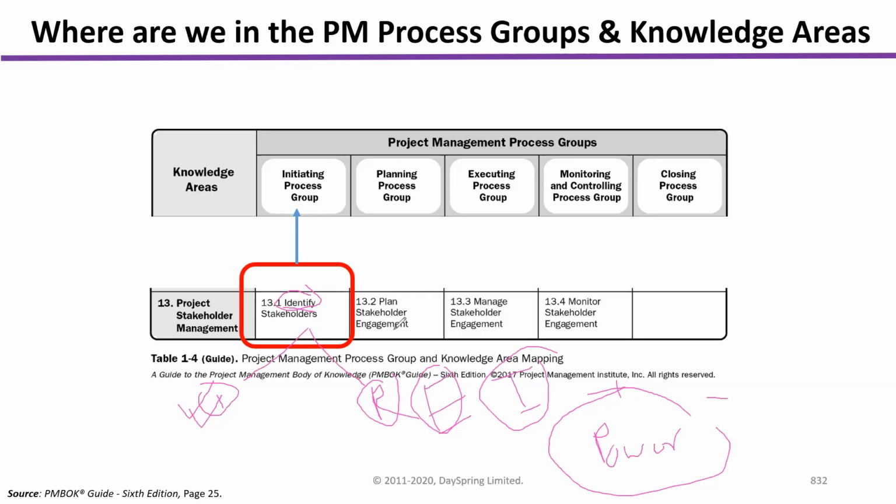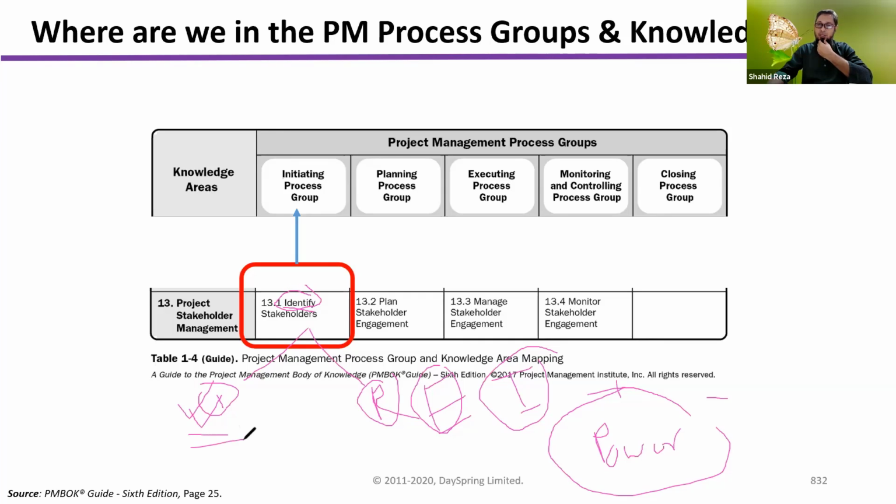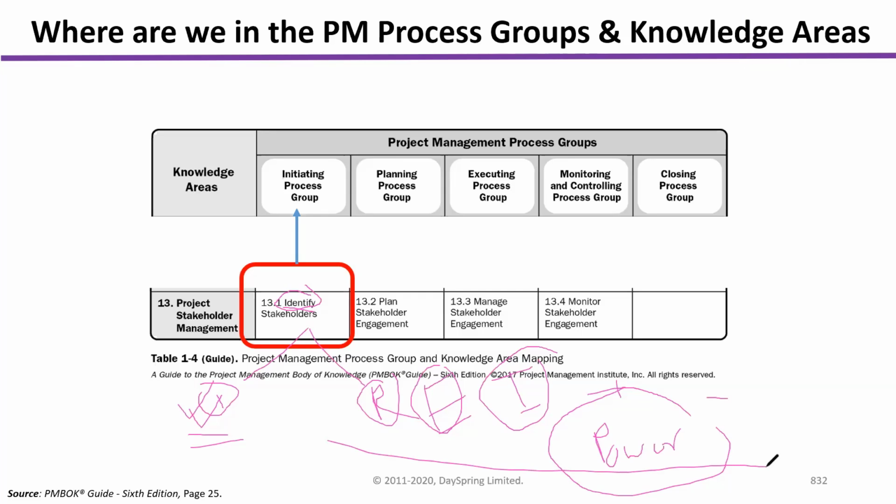All right. So this is the main scope of this process. Second is plan stakeholder engagement. That means we have already identified all the stakeholders of the project and their expectations and requirements. So now we will plan, for each stakeholder, what we should do to engage this stakeholder at different needs and different times of the project. Okay, so this is planning.